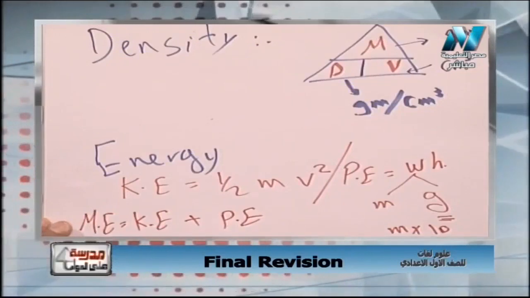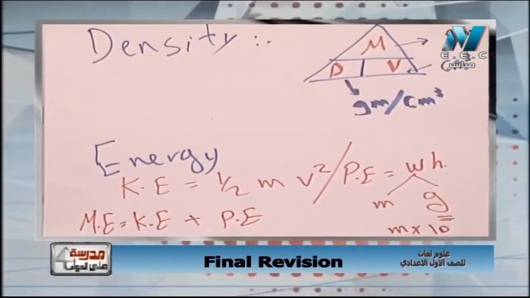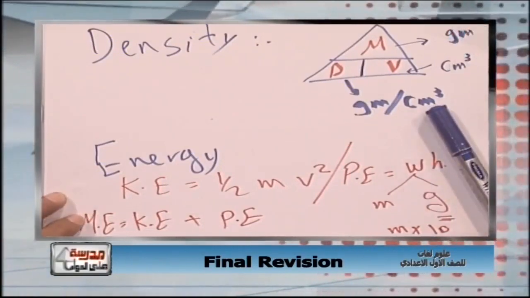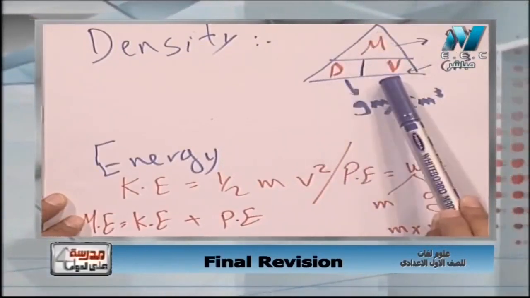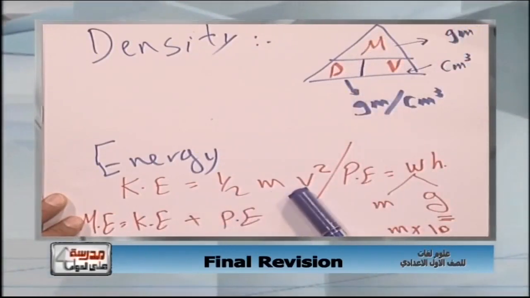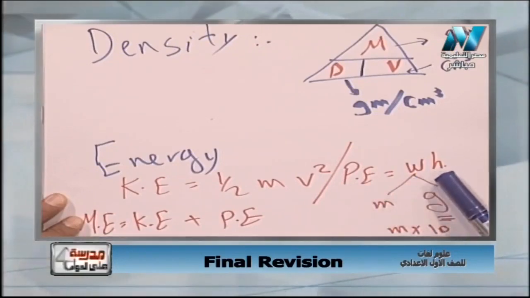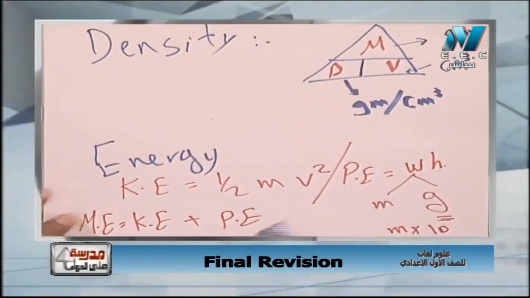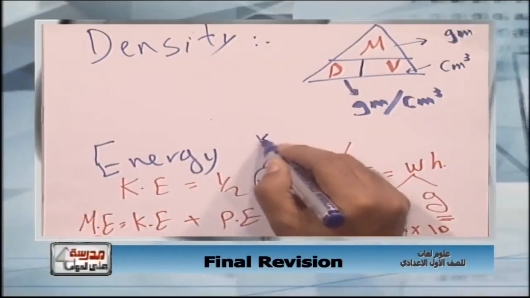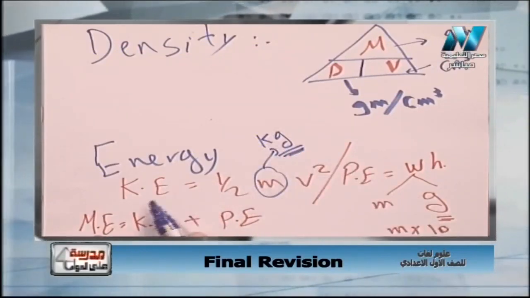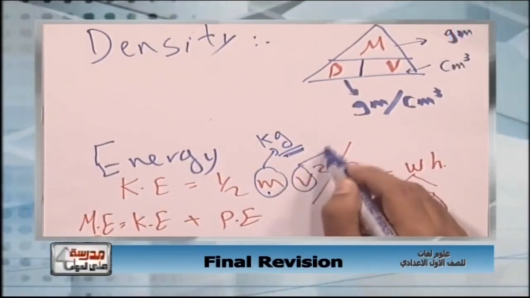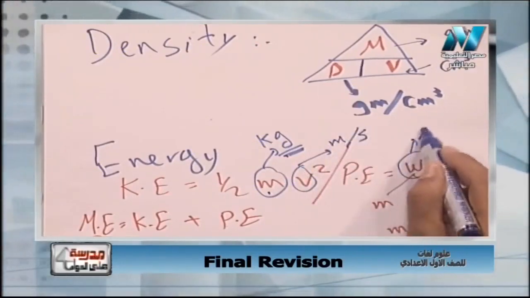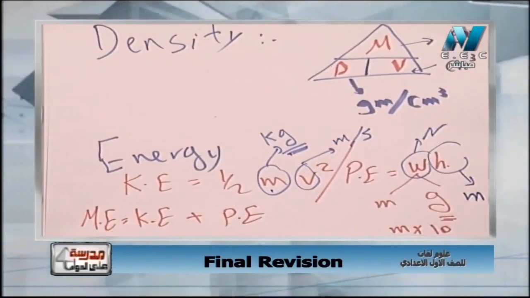It's a very important revision. This is the map of our laws, our physical equations this year for Prep 1. Number 1, density equals mass over volume, volume equals mass over density, mass equals density times volume. Number 2, kinetic energy equals half mass times velocity squared, potential energy equals weight times height. But here, mass must be in kilogram. In the problems related to kinetic energy, mass must be in kilogram, velocity must be in meter per second, weight must be in Newton, height must be in meter. It's very important. Now let's go to the first problem.